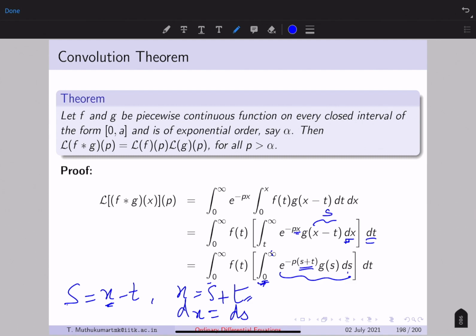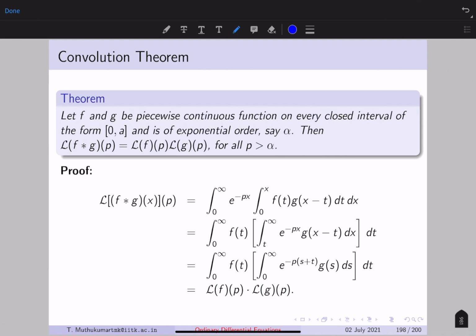Now here you see there is a sum in the exponential, which is e power minus ps times e power minus pt, but this e power minus pt is independent of the s variable and can come out of this s integral, and it can go here, and that's what we have done here.